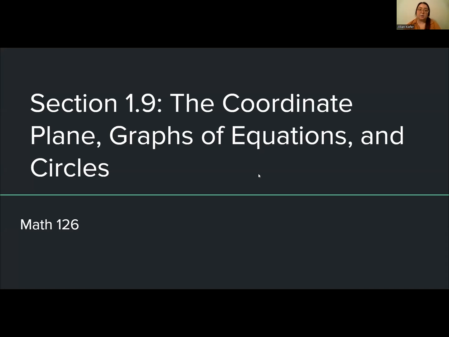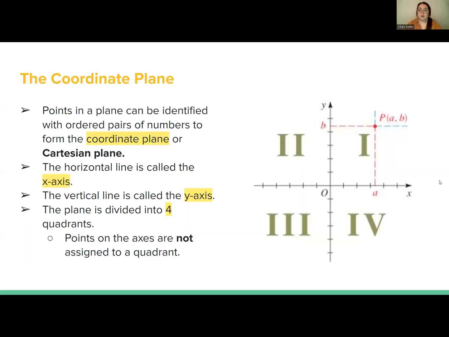But looking at the coordinate plane and graphs of equations should look somewhat familiar, although there might be a few new things here and there. So, all right, starting off with the coordinate plane. The coordinate plane is where we graph things like lines, points, functions, equations, all that kind of stuff. Kind of looks like this picture here that we have.